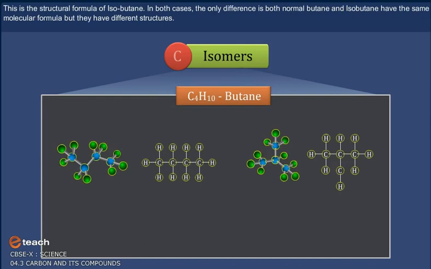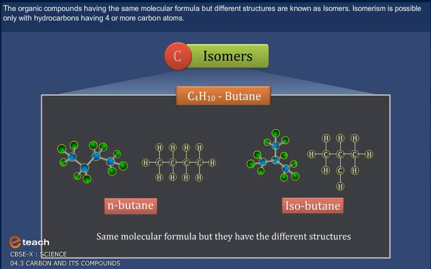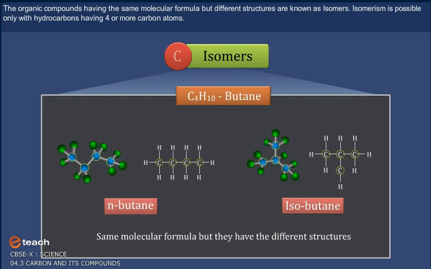Both normal butane and isobutane have the same molecular formula, but they have different structures. The organic compounds having the same molecular formula but different structures are known as isomers. Isomerism is possible only with hydrocarbons having 4 or more carbon atoms.